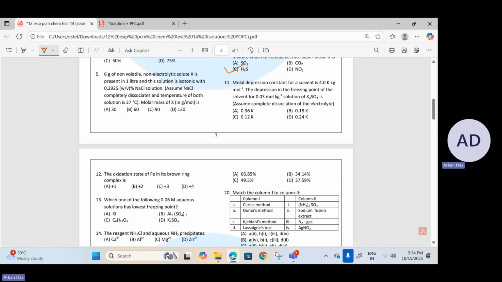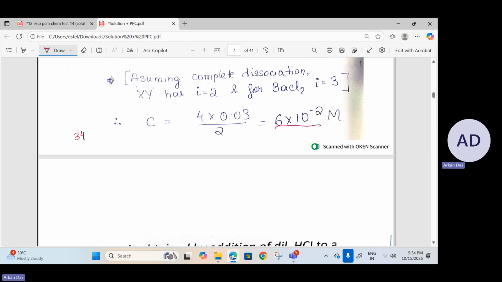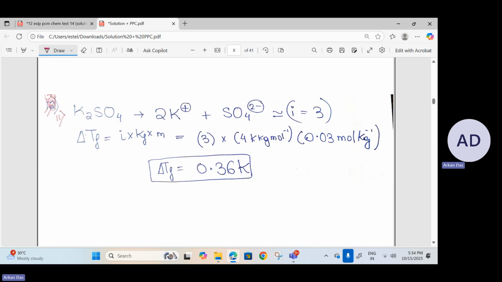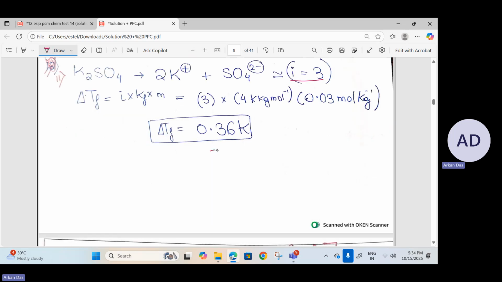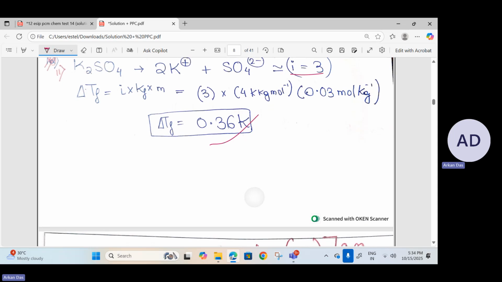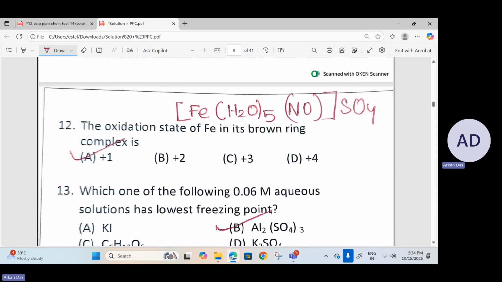Next question. The molar depression constant of a solvent is 4 Kelvin kg per mole. They are asking what will be the depression of the freezing point for the solution of K2SO4. First we find the i value, which comes as 3, because K2SO4 gives 2K plus and SO4 2 minus. Then if we put in the formula, delta TF directly gives 0.36, which is the total depression of freezing point. I hope it is simple and clear.